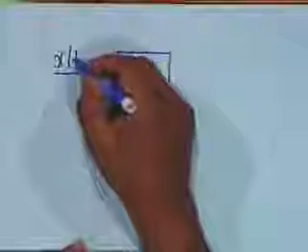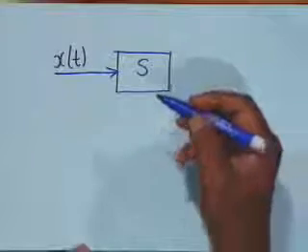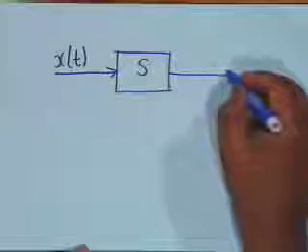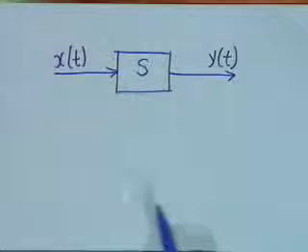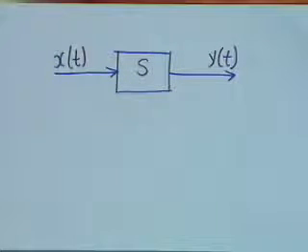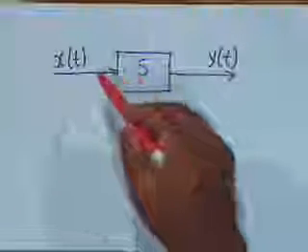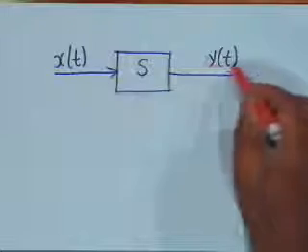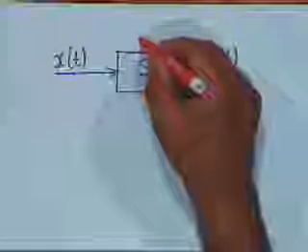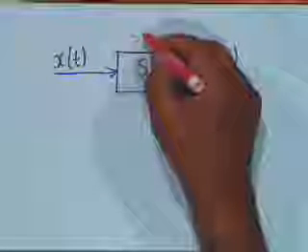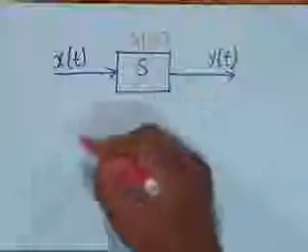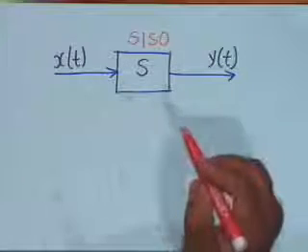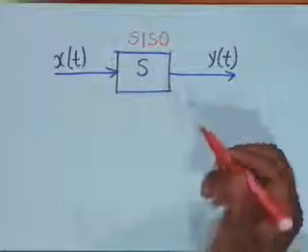If it is a continuous time system, it takes a continuous time signal x of t and produces one or more outputs y of t. This point was not stressed earlier. If there is only one input and only one output, this is called a single input, single output, SISO, system.